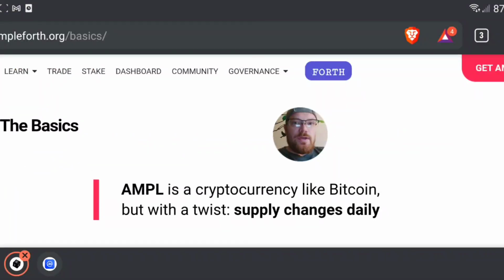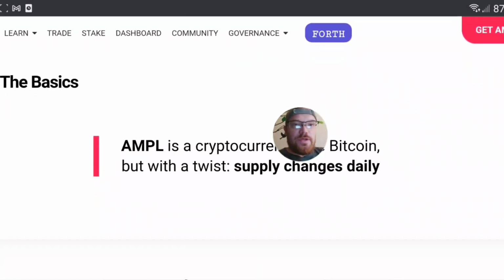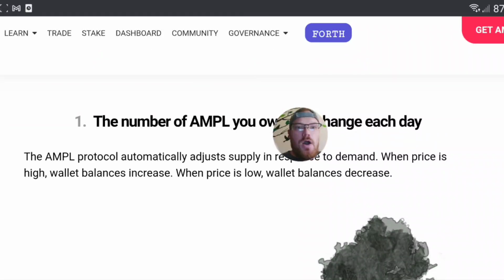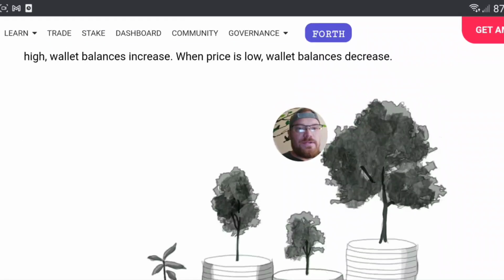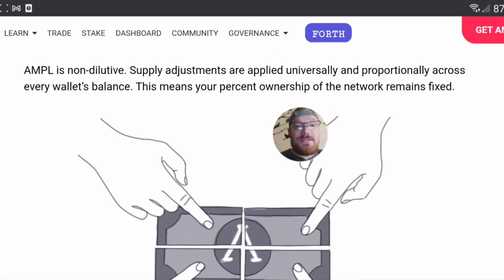All right, so let's get a look at the basics here. AMPL is a cryptocurrency like Bitcoin, but with a twist. Supply changes daily. The number of AMPL you own can change each day. The AMPL protocol automatically adjusts supply in response to demand. When price is high, wallet balances increase. When price is low, wallet balances decrease. Okay, but you can never be diluted by supply inflation. AMPL is non-dilutive. Supply adjustments are applied universally and proportionally across every wallet's balance. This means your percent ownership of the network remains fixed.